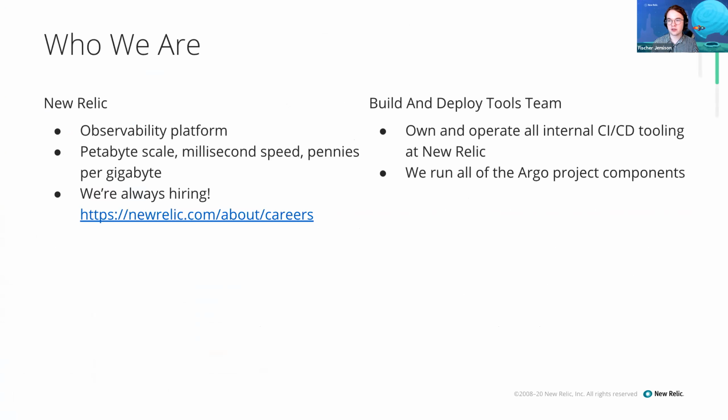So as a quick introduction, New Relic is an observability company. The core technical problem we solve is ingesting really high volumes of telemetry data, which we like to say is at petabyte scale, millisecond speed, and pennies per gigabyte.